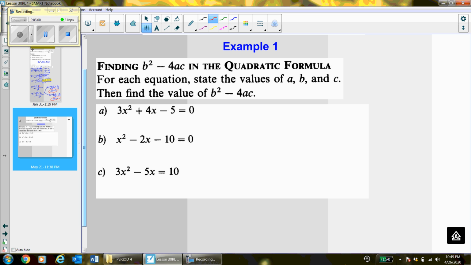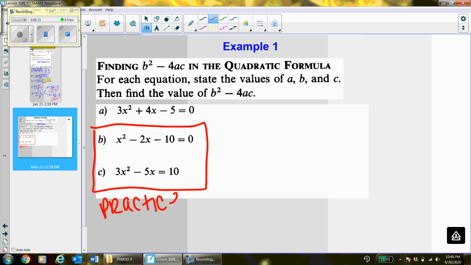I'm going to do A with you, but your try questions are B and C. These are the questions you're going to do on your own. Take a picture of them, put your name on it, put lesson 30, and upload it to Google Classroom. I'm going to do question A.